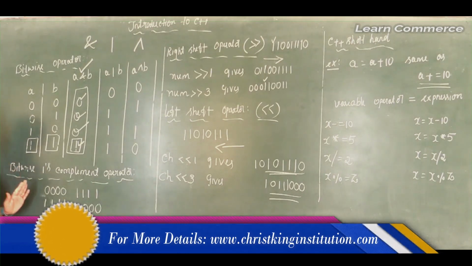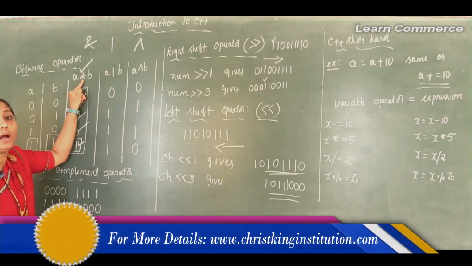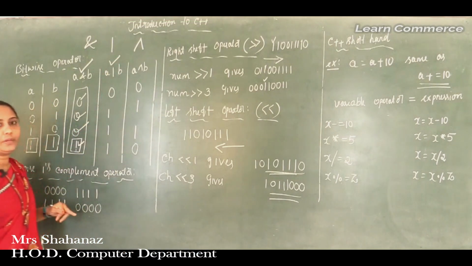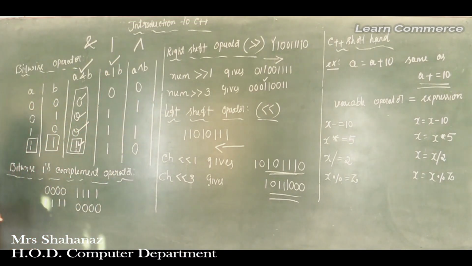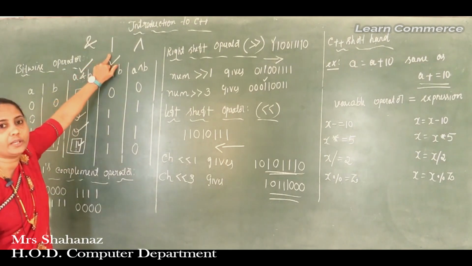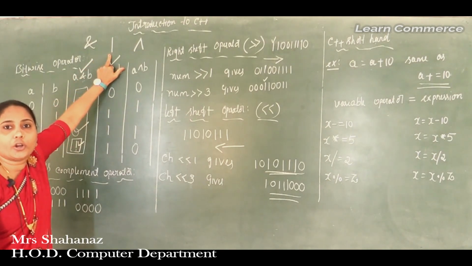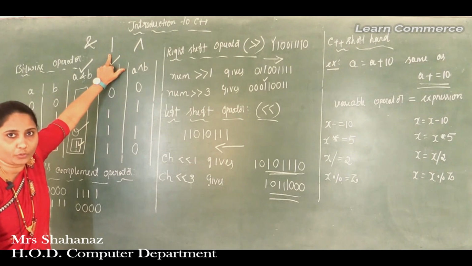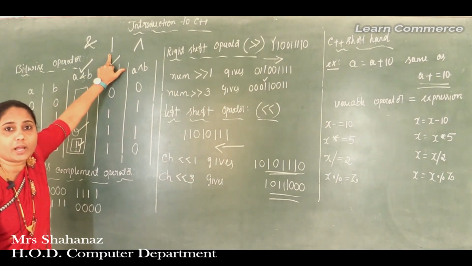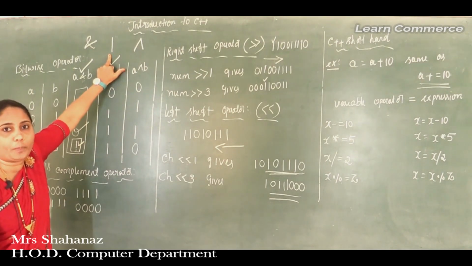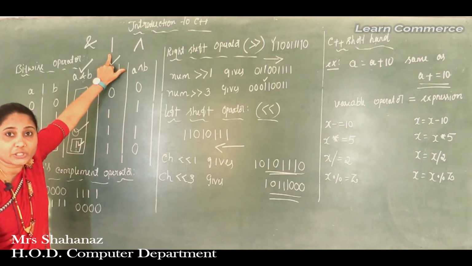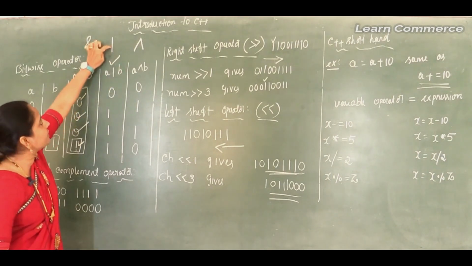After completing the bitwise AND operator, now we will go for the bitwise OR operator. As we know, this symbol looks like a vertical line from top to down. This symbol is called the bitwise OR operator or bitwise inclusive operator. So this is the symbol.